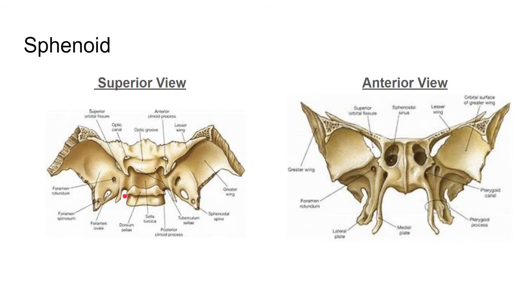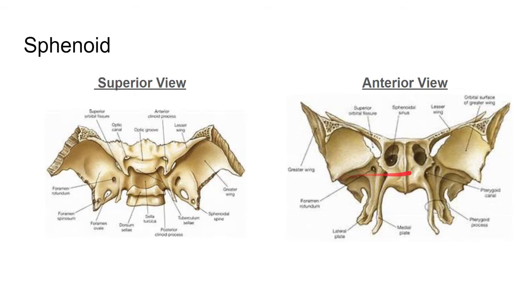Then you have some other foramen in here. I want you to remember these. We'll go over them together. Foramen ovale is in the sphenoid. The foramen spinosum is in the sphenoid. And the foramen rotundum is in the sphenoid.